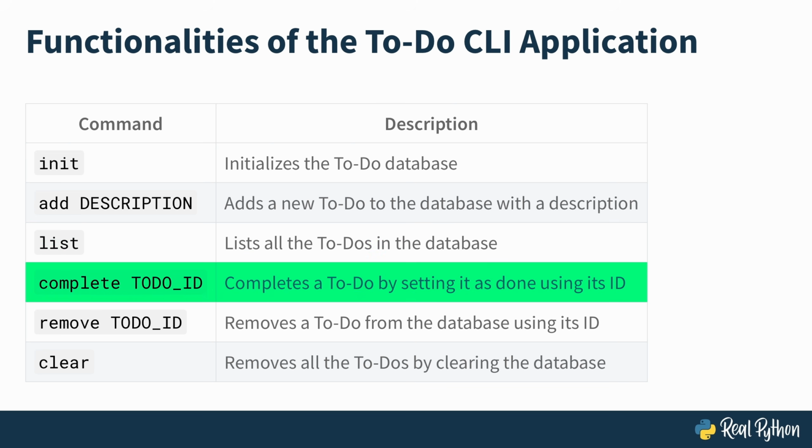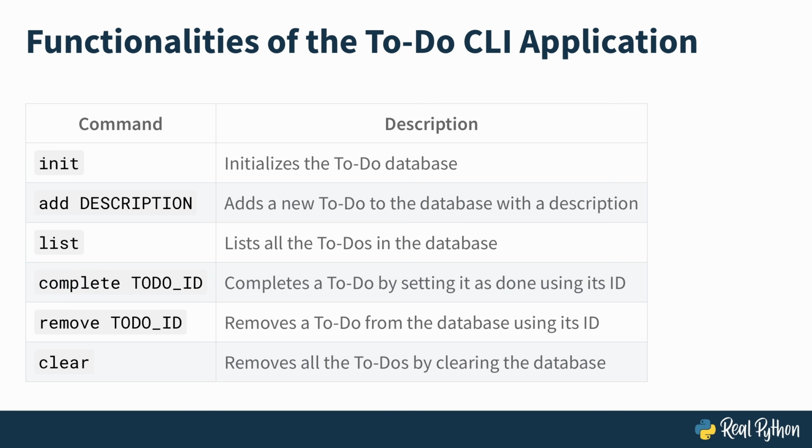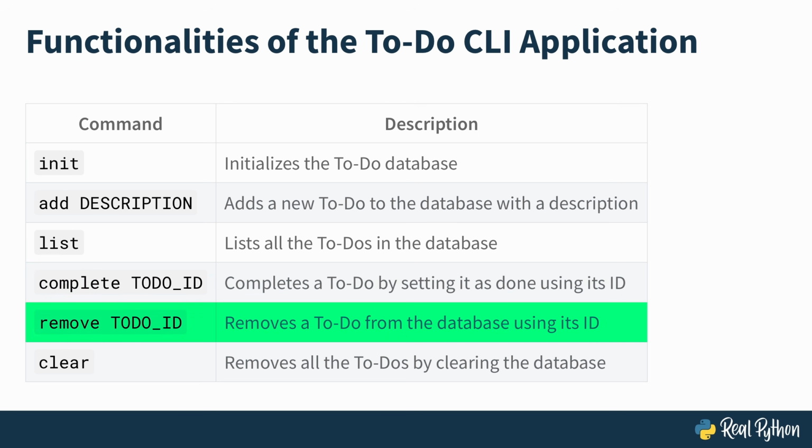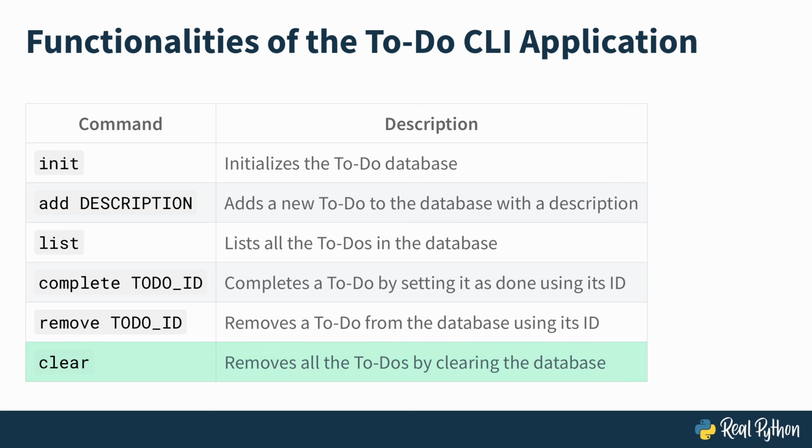Next, the complete command. This command, when run and passed the to-do ID, sets a to-do item as completed. And then, the remove command. If run and passed an ID, it removes a single to-do item from the database using its ID. And finally, the clear command. This command removes all the to-do items and clears the database.